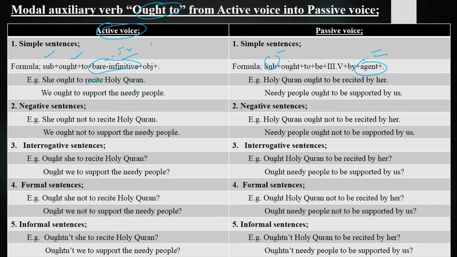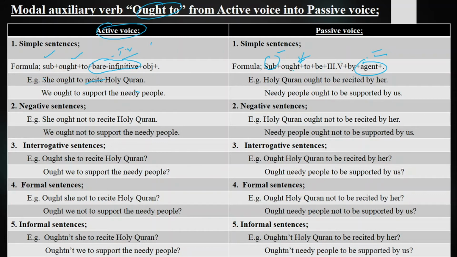Clear? And in passive voice, the formula is subject plus ought to plus be plus third form plus by agent and full stop. Why are ought and to written separately? Because when you make negative sentences, not will come in between them, and when you make interrogative sentences, ought will come at the beginning, then subject and then to be plus third form. And in formal, ought plus subject plus not plus to then be plus third form. In this way you will be making the sentences, as in informal also.